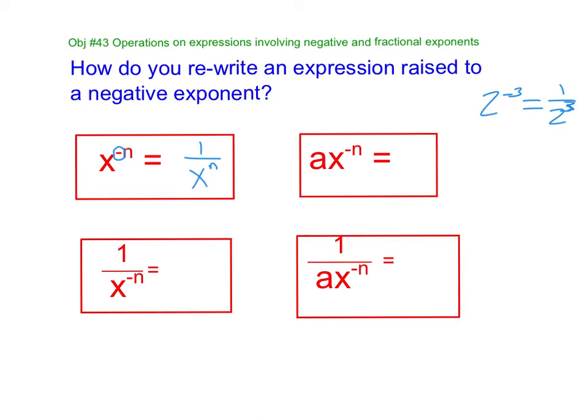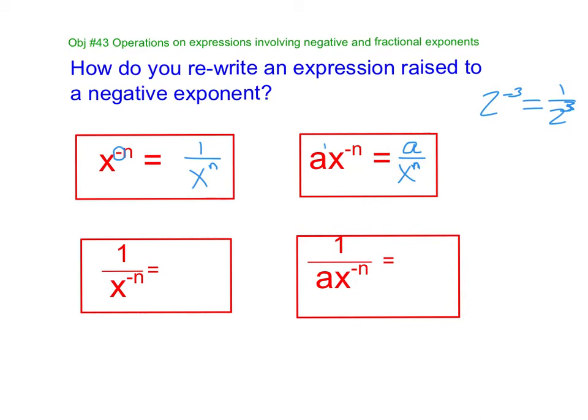Now, what if you have a constant in front? While we like to say that the a and the x are kind of the same term, they are separate. That a has its own exponent of a positive 1. So when we rewrite it, the a is going to stay on top. Only the thing with the negative exponent moves, right? So a on top, and then x to the n crosses down to the denominator and switches signs.